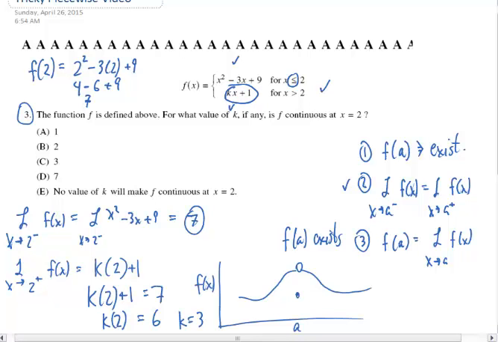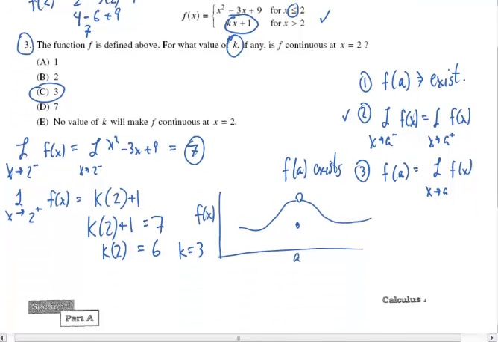3. So the question said, for what value of k, if any, will make the function continuous? And the value of k that would work would be 3. Take a look at the next question.